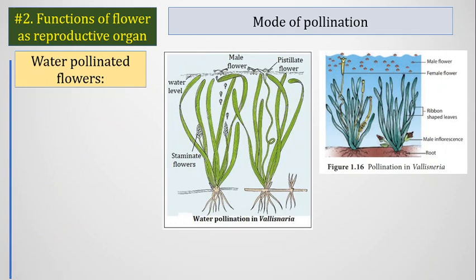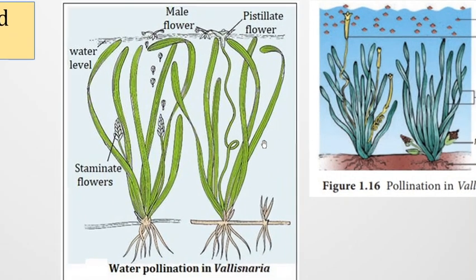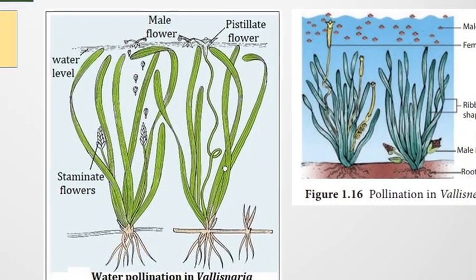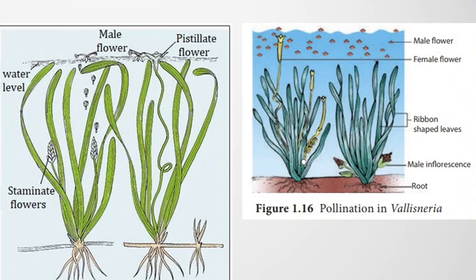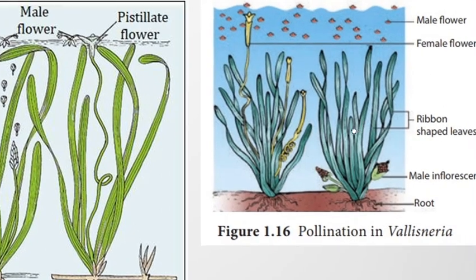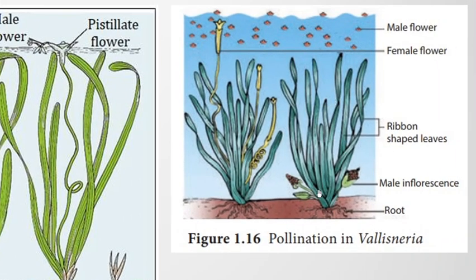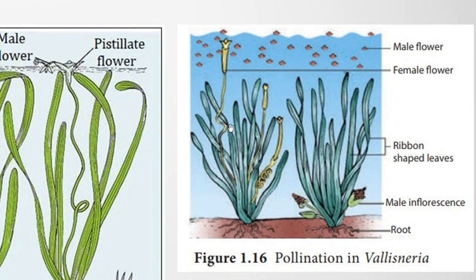And in the case of water pollinated flowers, for example, we here see an aquatic plant called Vallisneria. Some people use it in aquariums as an aquarium plant, because it is aquatic. These plants have male flowers on the male plant and female flowers on the female plant. So here we see the right one is the male flower, which is short in size, and the female plant contains female flowers, which are long in size.